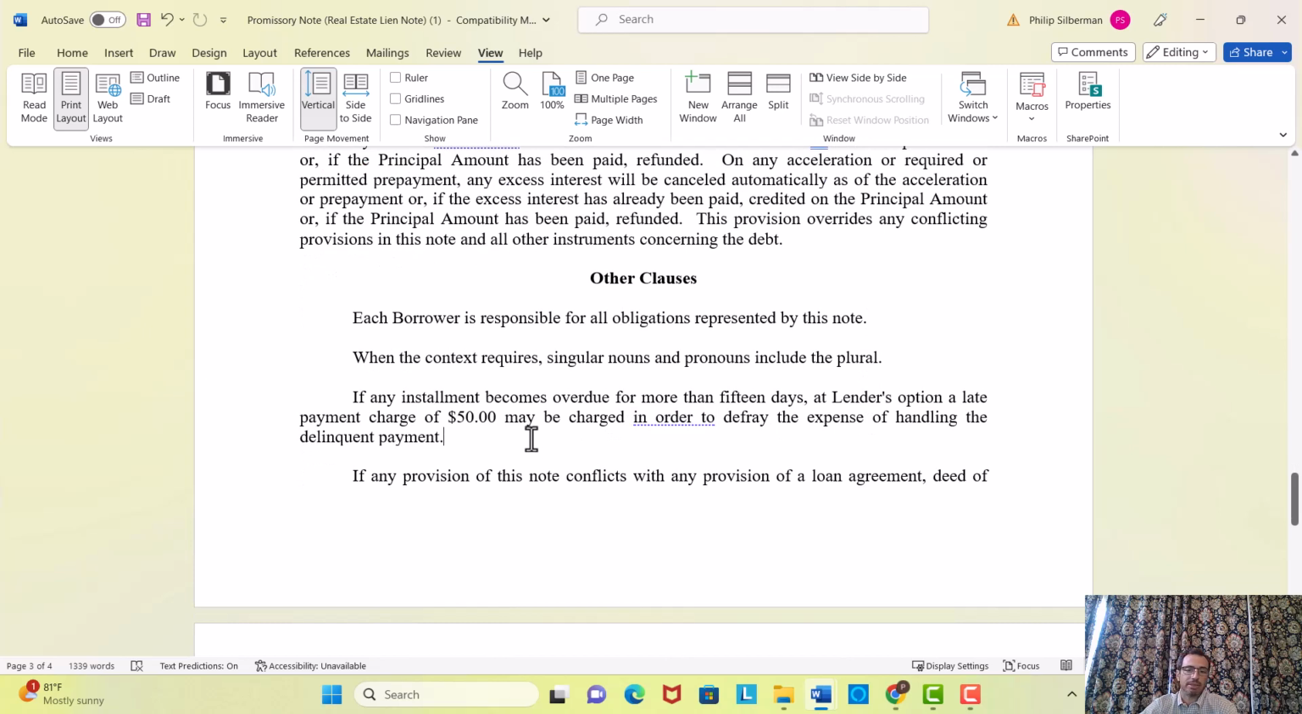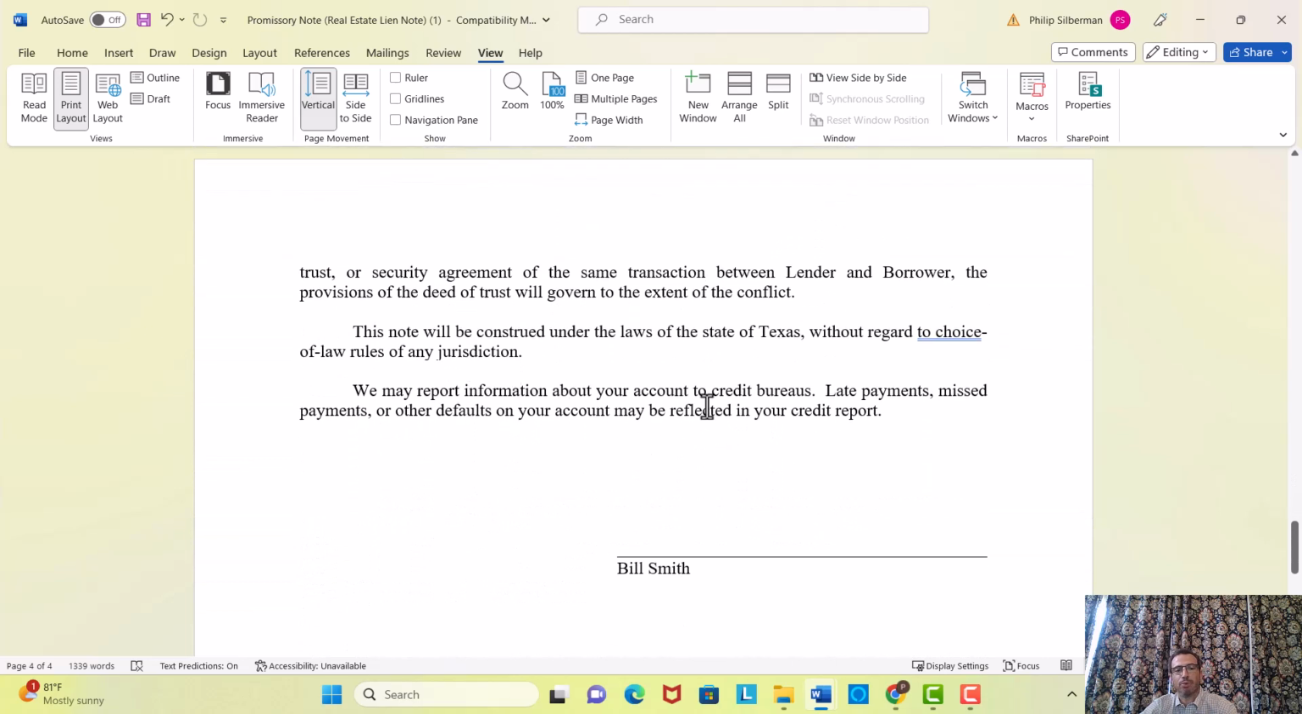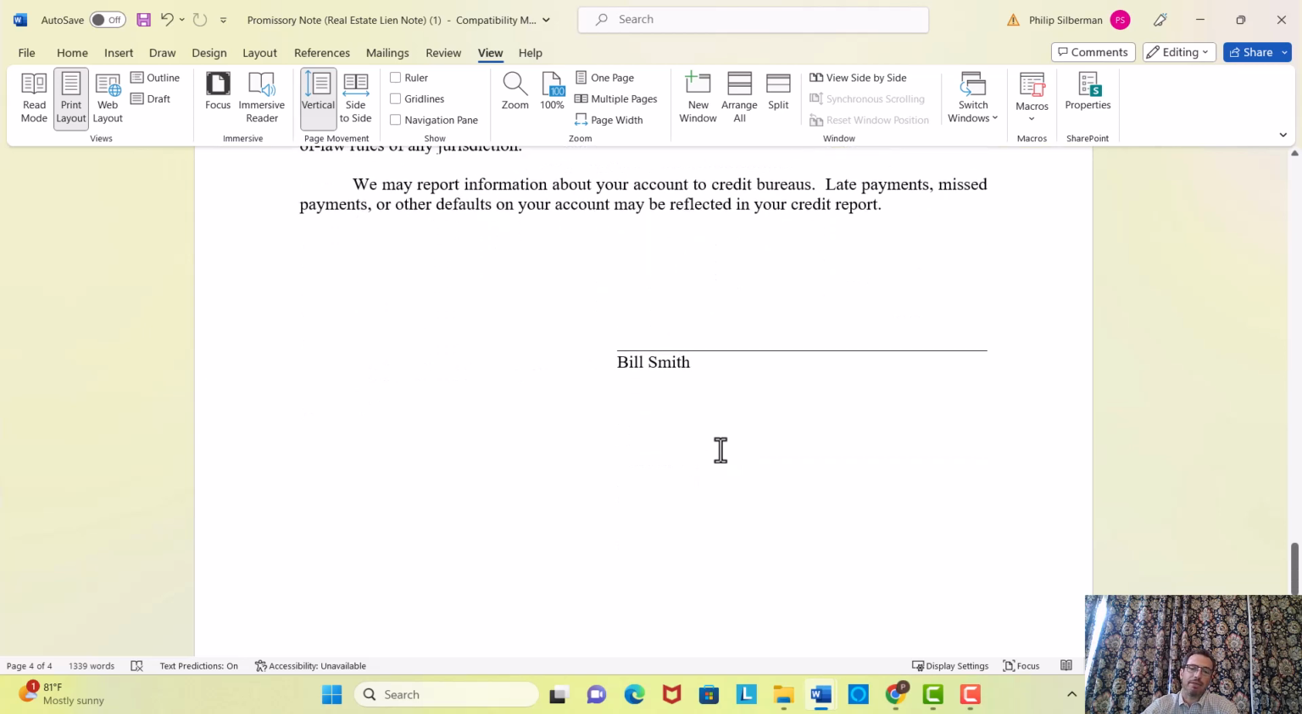Late payments. So if the borrower is late, usually late on the 15th of the month, there's some kind of fee or charge here. And then you get some kind of boilerplate provisions, choice of law, state of Texas, because we are in Texas. The lender can provide and report to the credit bureaus, things like that. And the signature block signed by the borrower or the maker of the note.